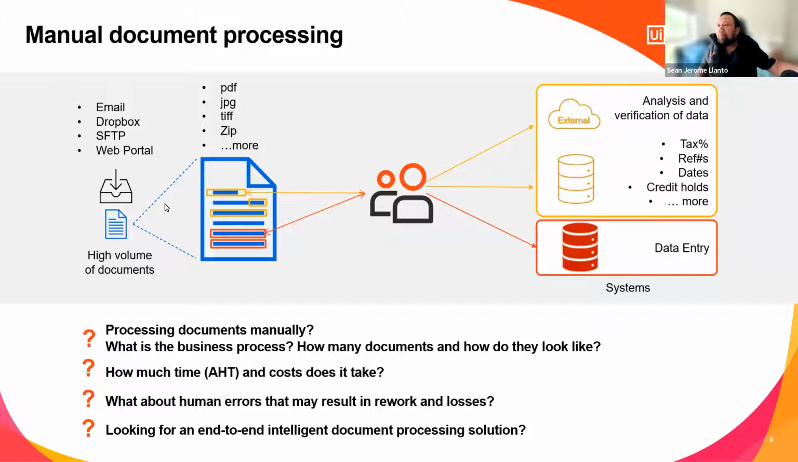And what will happen is humans will be processing this manually, identifying the business processes, comparing a certain document against the other. And this will lead to a high average handling time, or can result in errors as well that will trigger rework and possible losses within the organization. Besides that, after you have verified, you would then need to perform some data entry. So this is a typical manual document processing.